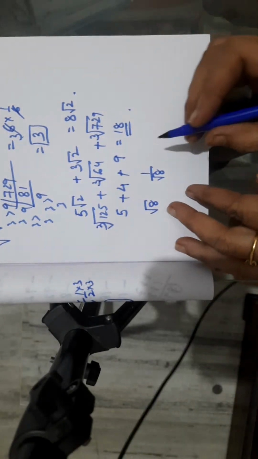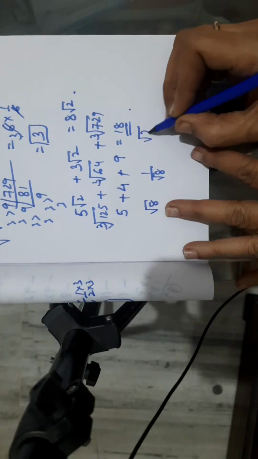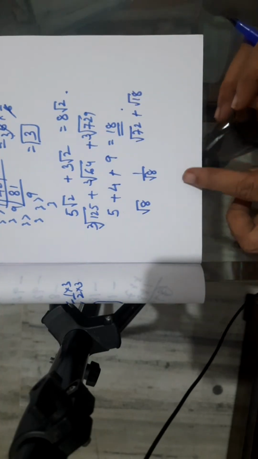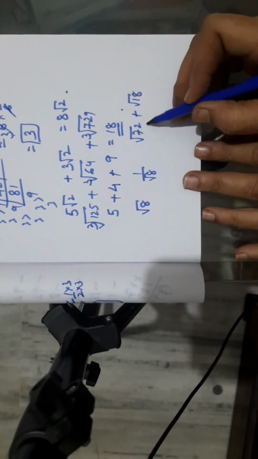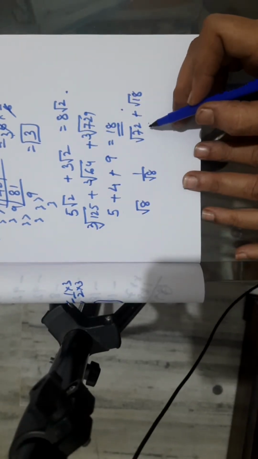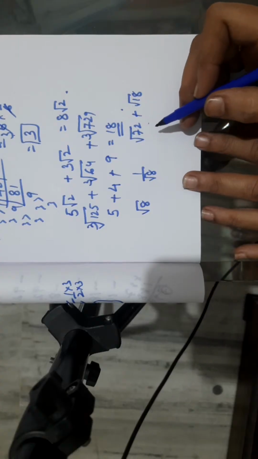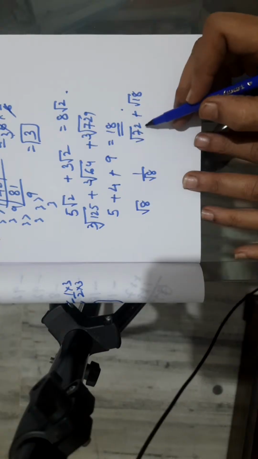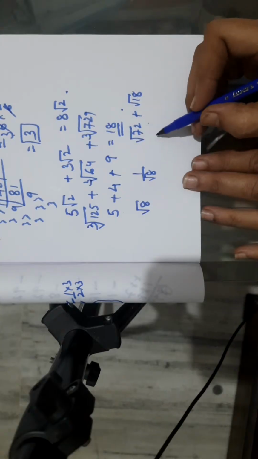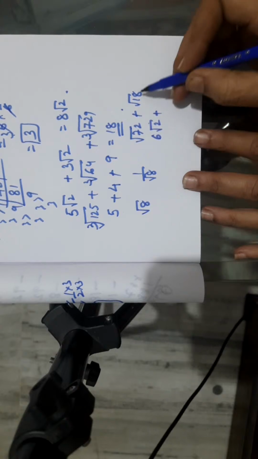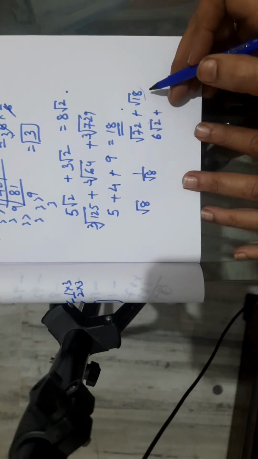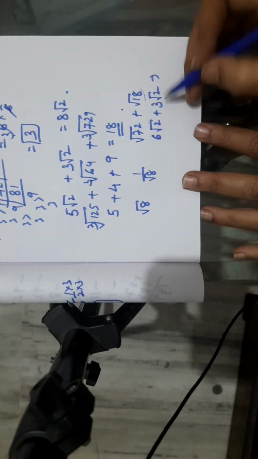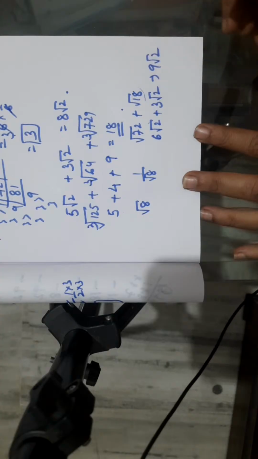Next, how to add root 72 and root 18. So already I explained you, 72 is 36 times 2. So root 36 times 2 is 6 root 2. Here 36 is 6, so it's 6 root 2. 18 is 9 times 2, so it's 3 root 2. The final answer will be adding them. 6 plus 3, 9 root 2.